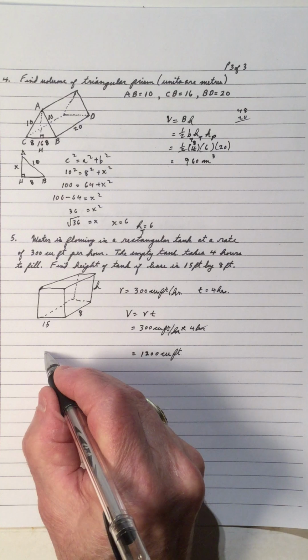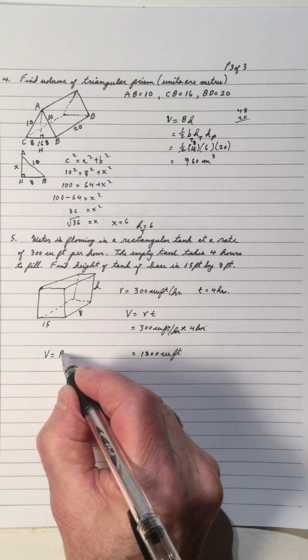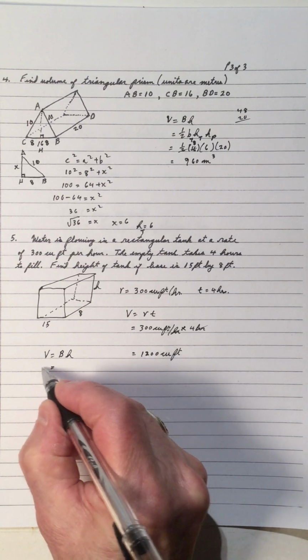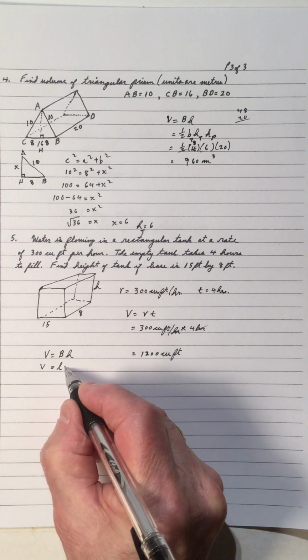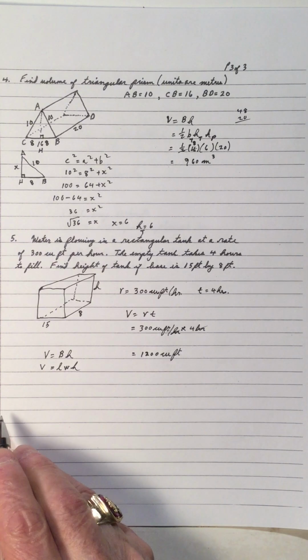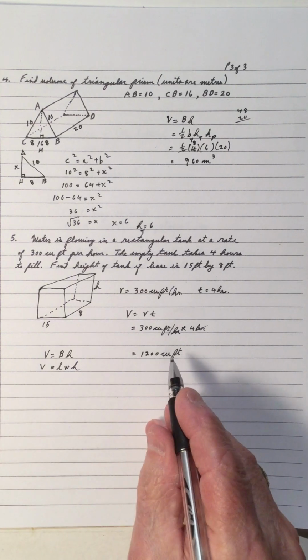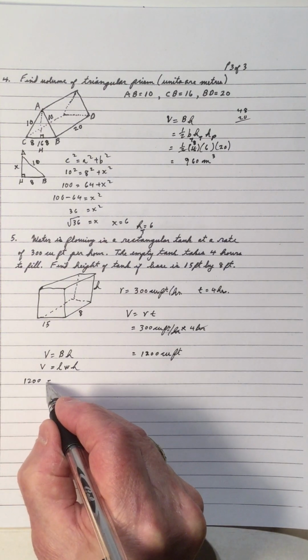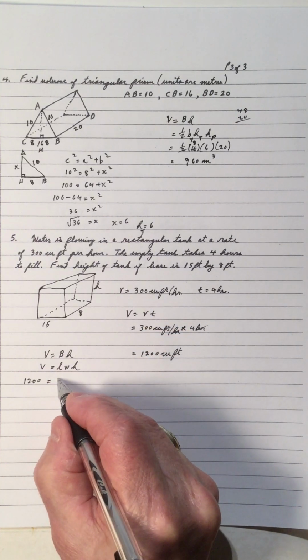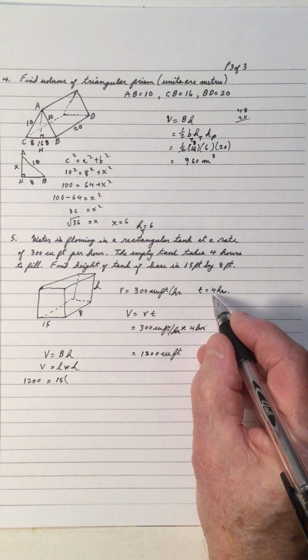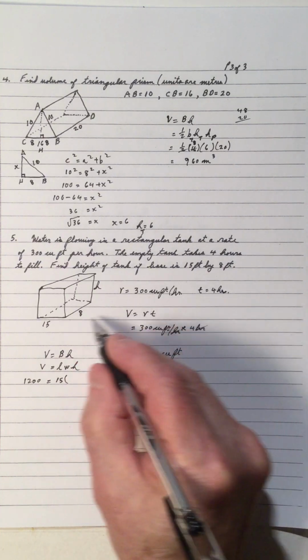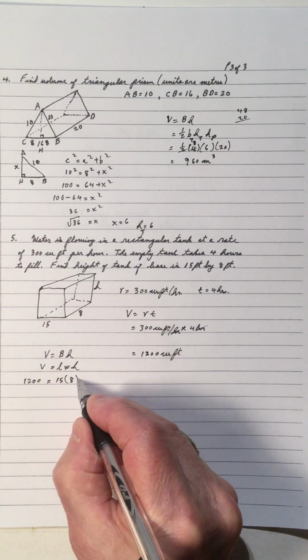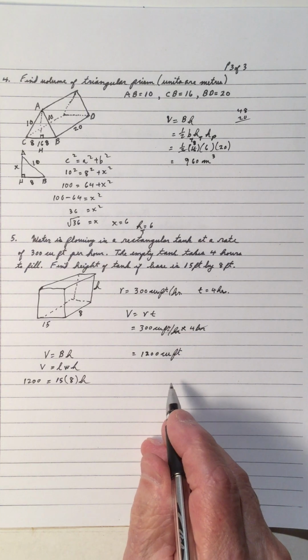Now, the volume of the tank is base area times height. The volume is the length times width times height, because it's 3 dimensions, length, width, and height. The volume is 1200 cubic feet. The length of the tank is 15. The width of the tank is, I was pointing here, width of the tank is 8. And we have to find the height.